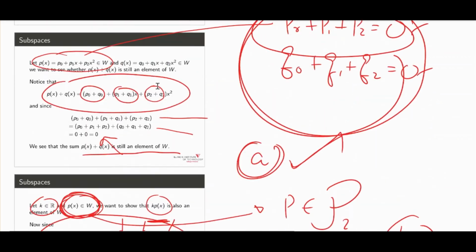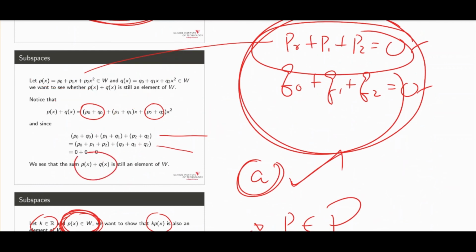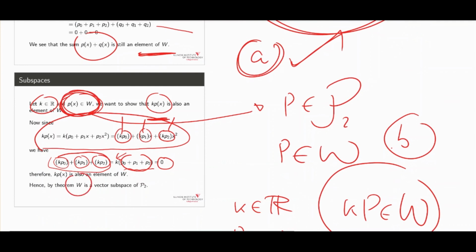So W is closed under addition. Okay, W is closed under addition. W is closed under scalar multiplication. All right, so W is closed under scalar multiplication. So by the theorem, your W is a vector subspace of P2. Okay. All right, this concludes our discussion on this particular section.